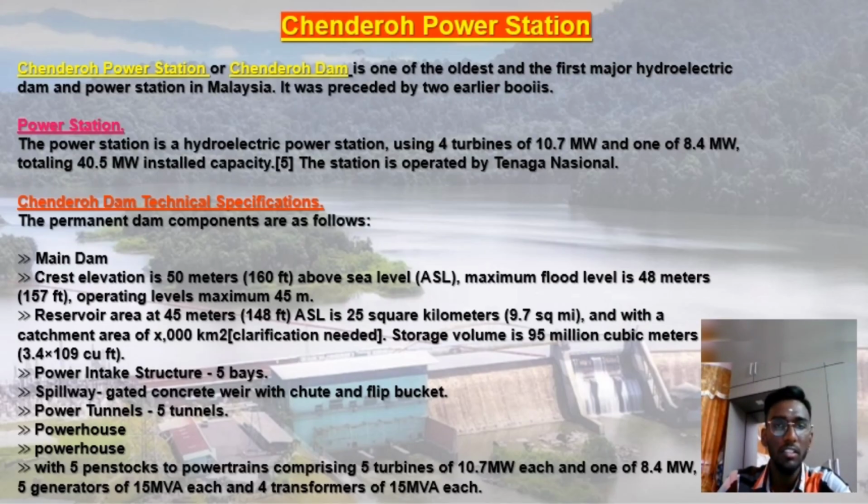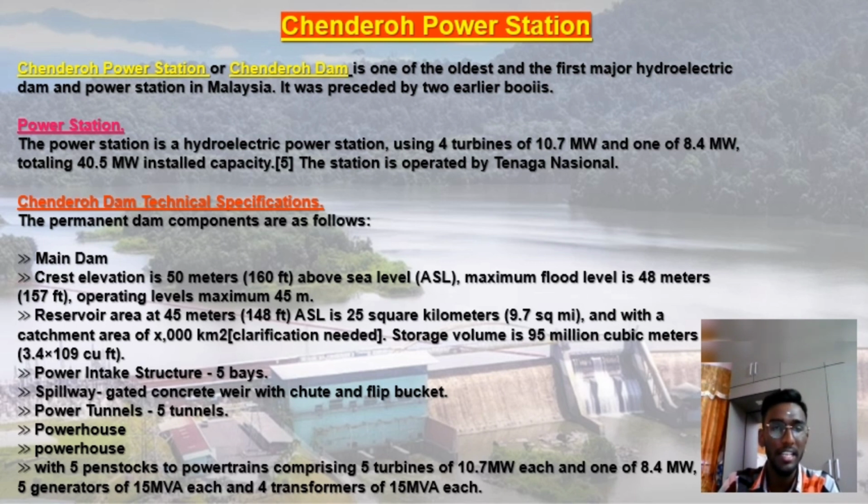Chenderoh Power Station, or Chenderoh Dam, is one of the oldest and the first major hydroelectric dam and power stations in Malaysia. It was preceded by two earlier small power stations. The power station is a hydroelectric power station using 4 turbines of 10.7 MW and one of 8.4 MW, totaling 40.5 MW installed capacity. The station is operated by Tenaga Nasional.